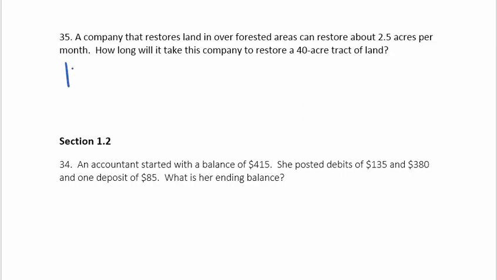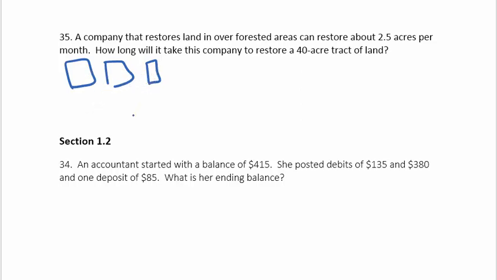So this is what I would say. Here's 1, 2, and maybe a half of an acre is what we can restore. And we're planting trees on here or something like that. So in 1 month, this is what we can do. So in 2 months, we could do 2.5 and 2.5 again. We could do 5 of those.